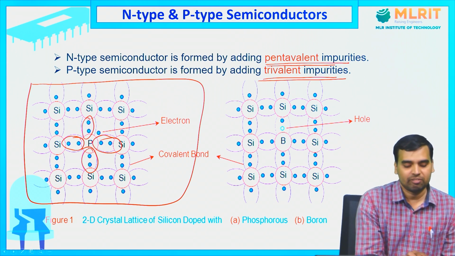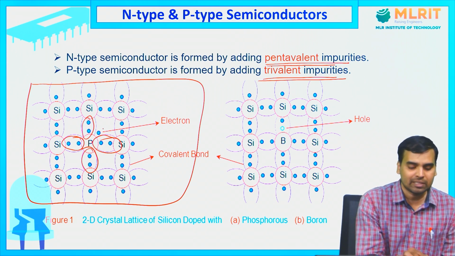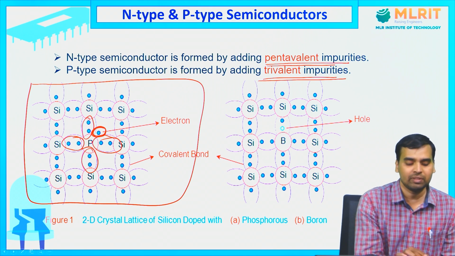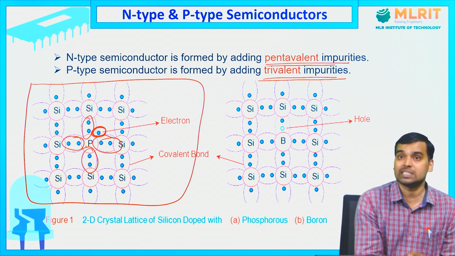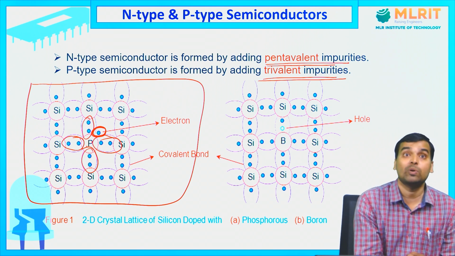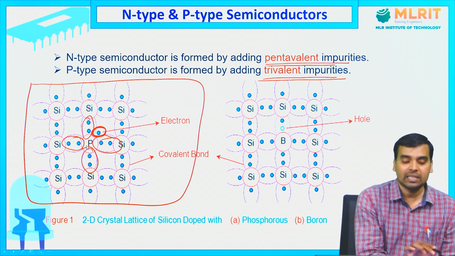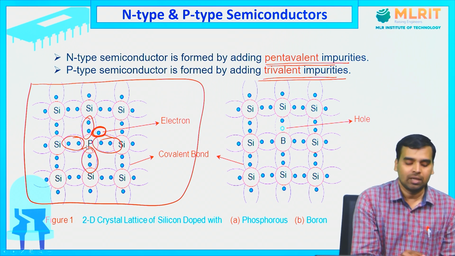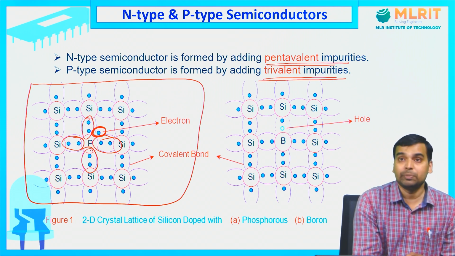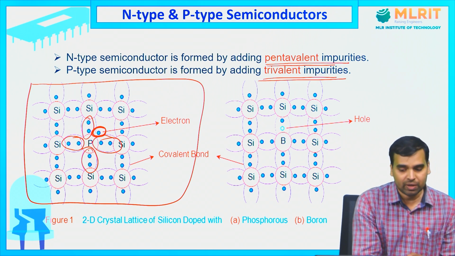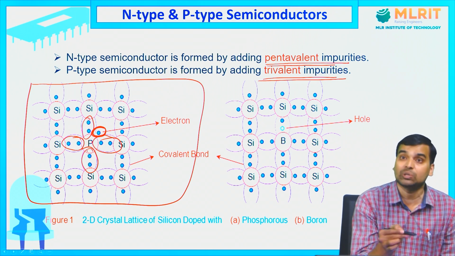That's why that phosphorus atom tries to lose the remaining electron. After losing that electron, that atom is going to get stability. Again, after losing that electron, that atom is going to behave like a positive ion. So in the case of an N-type semiconductor, the pentavalent impurity atoms are going to behave like positive ions, and they are going to donate electrons to the semiconductor.